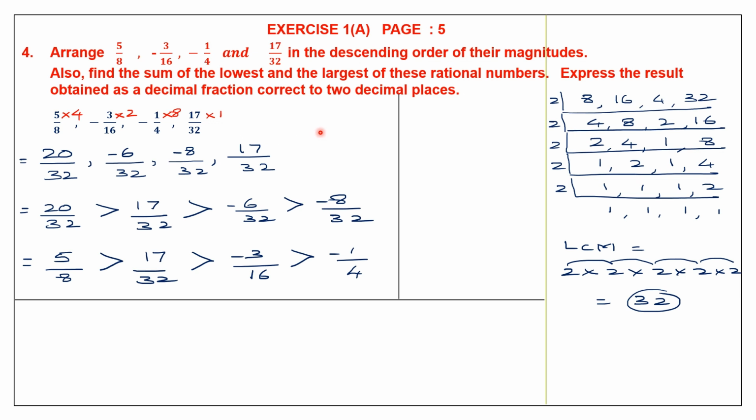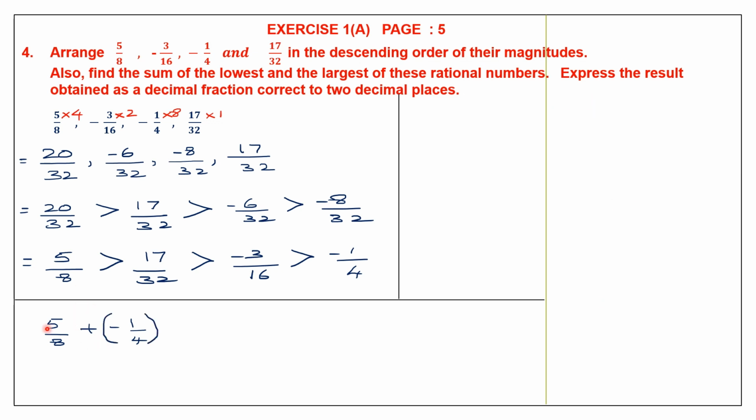Now the next thing is we have to find the sum of the lowest and the largest of these rational numbers. Now here we have the largest, 5 by 8. Here we have the smallest. So we have to find the sum of 5 by 8 and negative 1 by 4.